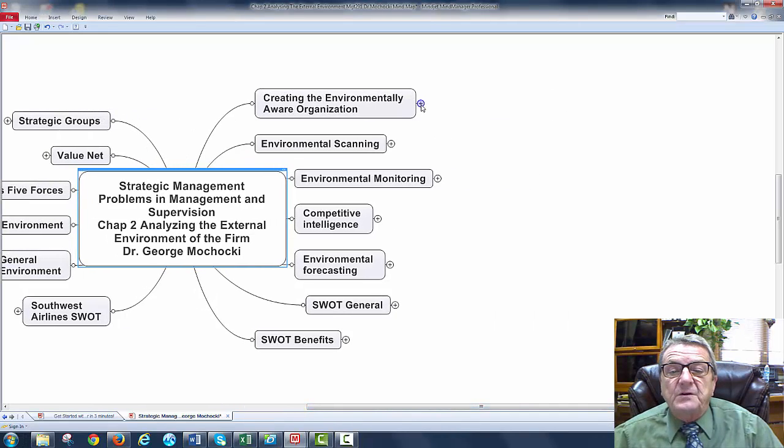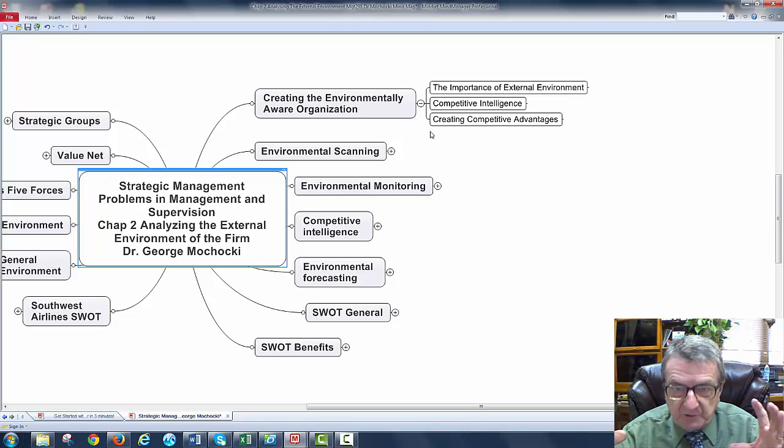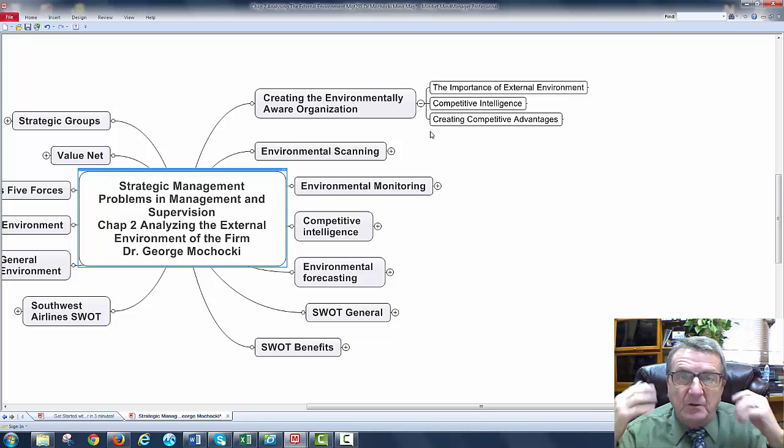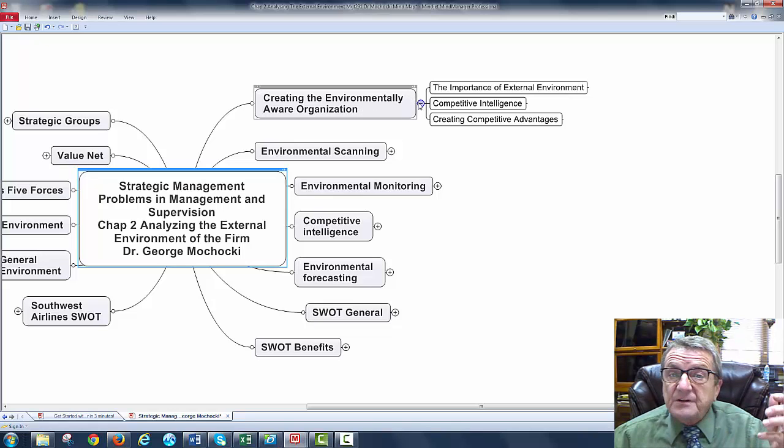Remember, you could always turn me off. When I say turn me off, it's the volume. Some people just like to look at the pictures, more of a visual and auditory, but if you look at the visuals and you look at the auditory, you have a higher probability of retaining the knowledge going forward. So importance of external competitive intelligence, creating competitive advantages. That's all basically what environmentally aware organizations are. They have to know what's going on out there in the environment because it's going to affect us.